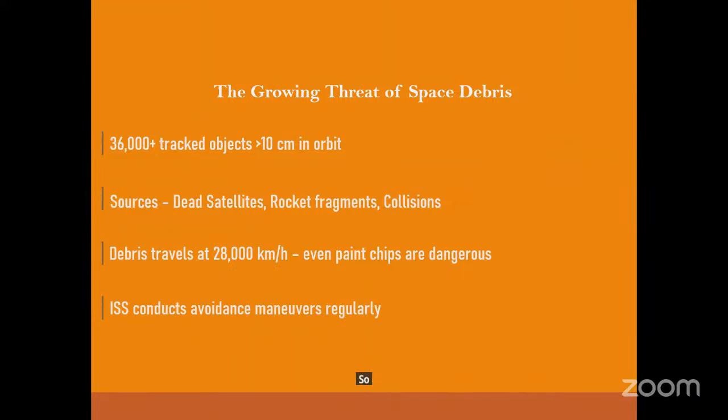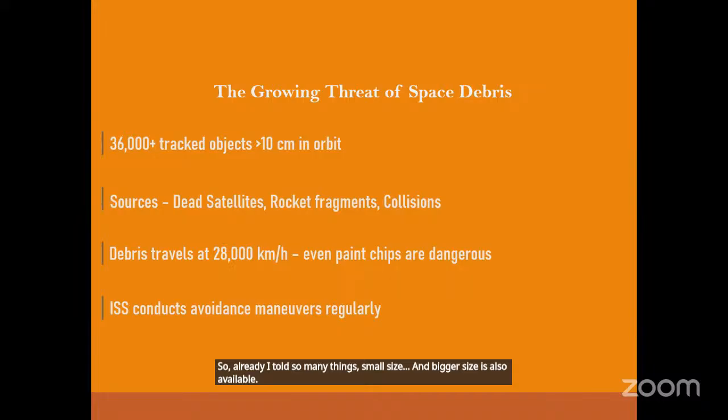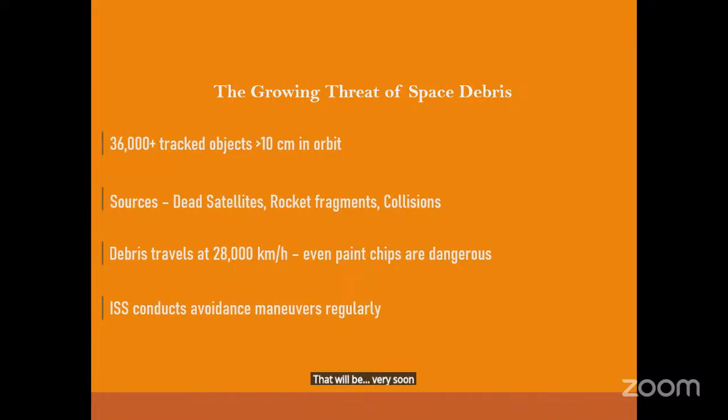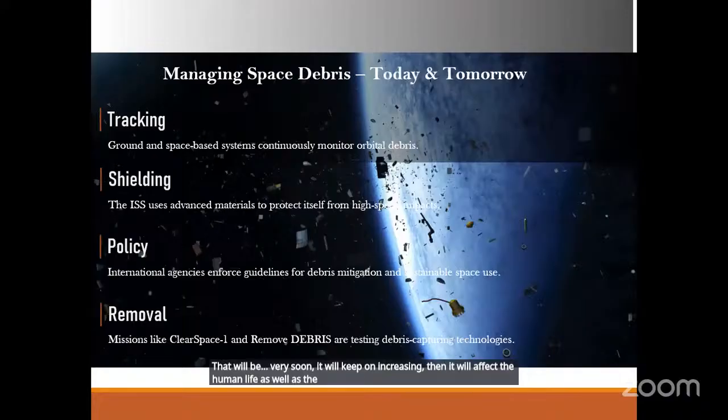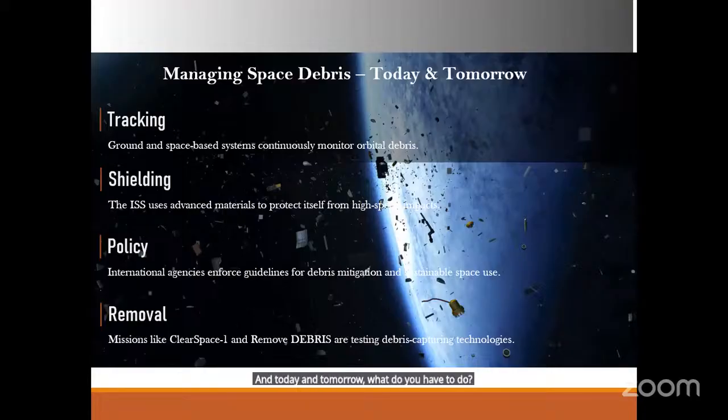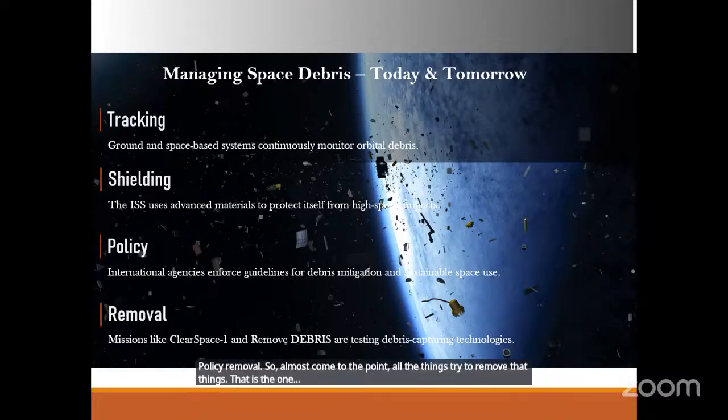I already told you many things: small-size and bigger-size debris are both available. It will keep on increasing very soon, and then it will affect human life as well as the satellite systems. Today and tomorrow, what do we have to do? Tracking, shielding, policy, removal. Almost all of it comes down to trying to remove those things. That is what we need globally, and the global community is also working on it.